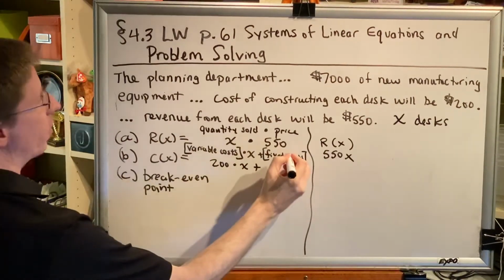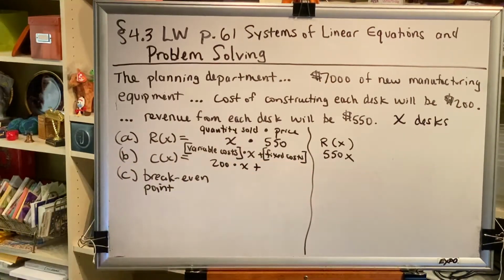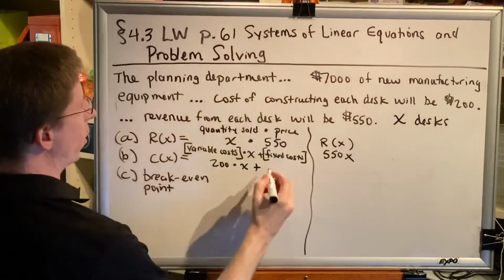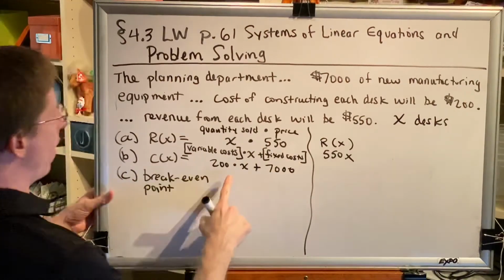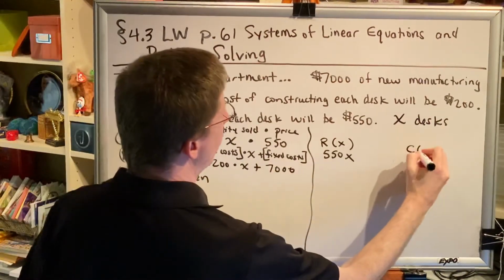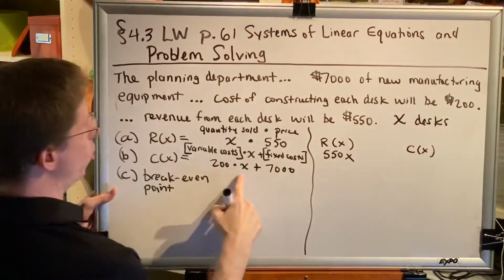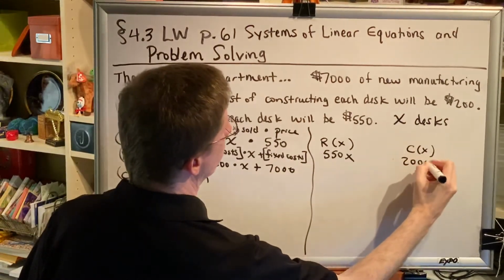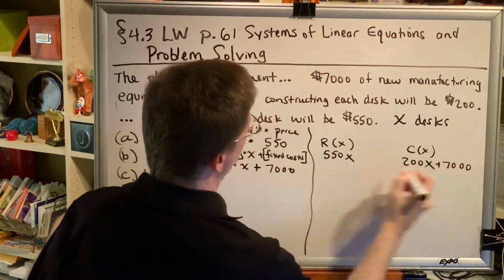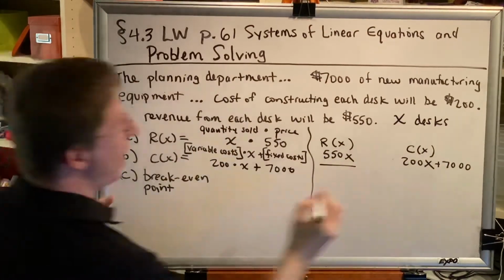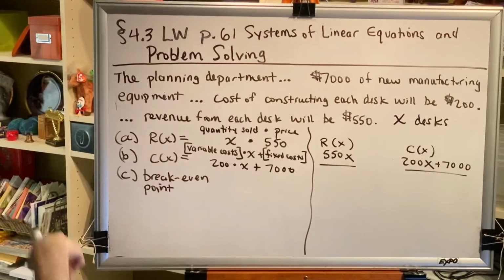The fixed costs are things that you pay that have nothing to do with the number of desks that you plan on making. That would be this manufacturing equipment. That's the $7,000. All right, so then we find that for this problem, C of X is equal to 200x plus 7,000. So this is the answer to part A. This is the answer to part B.